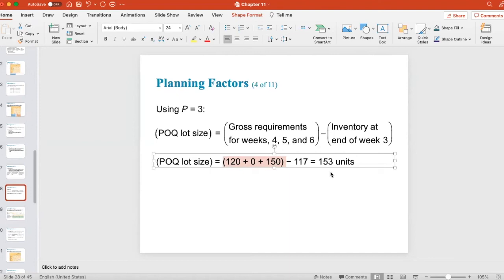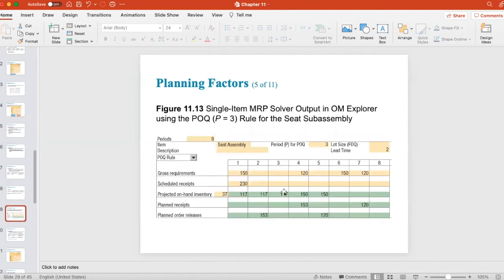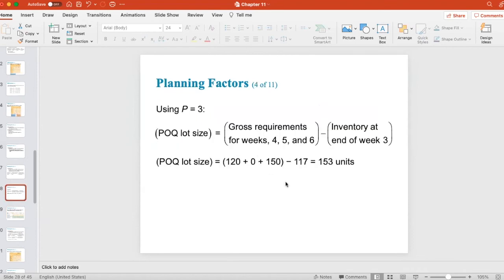Also, we know that at the beginning of week 4, or equivalently at the end of week 3, the corresponding inventory is 117. Then you simply calculate the difference between these two. So this 153 units will be exactly the amount that you need to replenish at the beginning of week 4 in order to follow the replenishment plan based on the periodic order quantity rule.